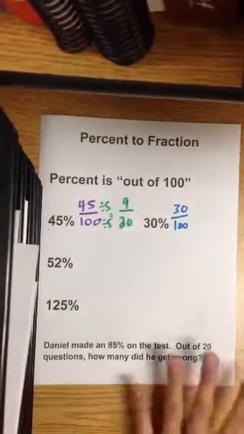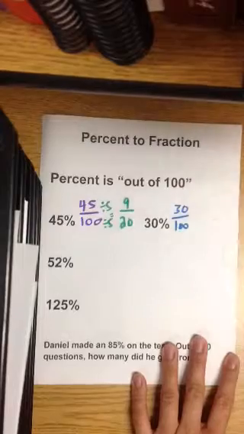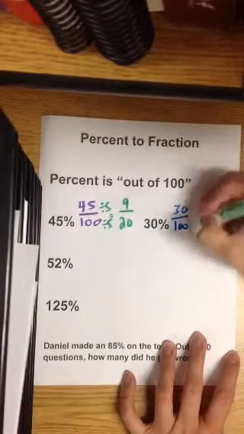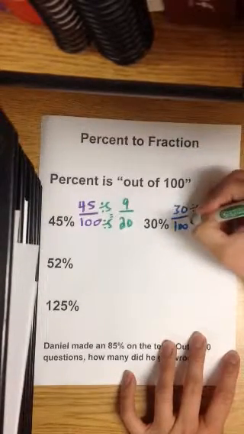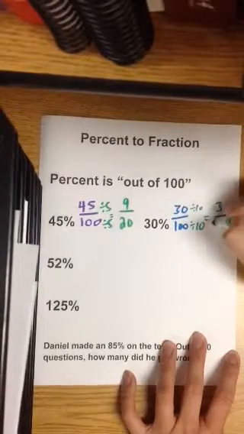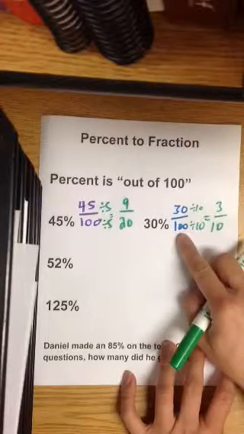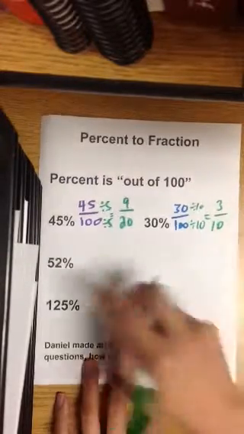Next one, 30%. Can you simplify this? I think I can. Well, since it ends with a 0, I think I'm going to divide by 10. So 30 divided by 10 is 3. 100 divided by 10 is 10. So 30% is equivalent to 30 hundredths or 3 tenths. Let's try our next one.